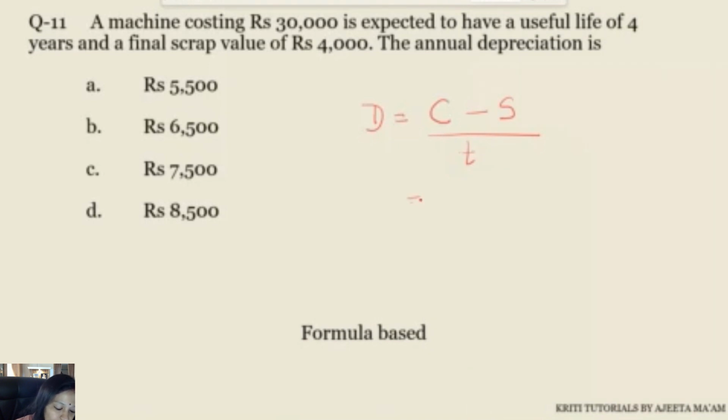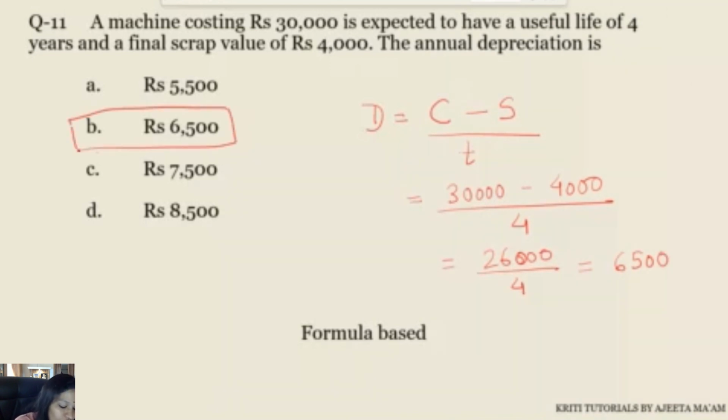So what is the machine costing price? 30,000. What is the scrap value? 4,000. And the time given to you is 4 years. So it's a simple calculation based on the formula. Now if you simply subtract, you get 26,000, and if you divide 26,000 by 4, what will you get? 6,500. So that is option B. Your correct answer is option B.